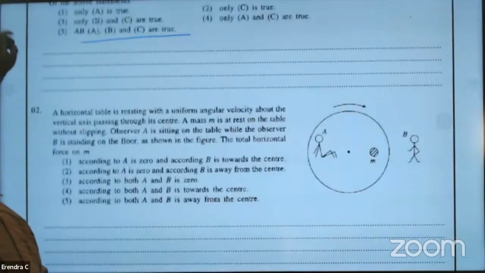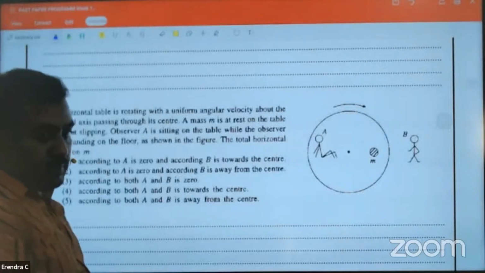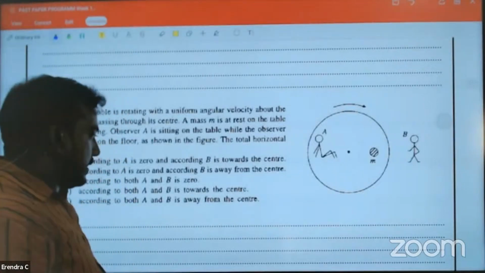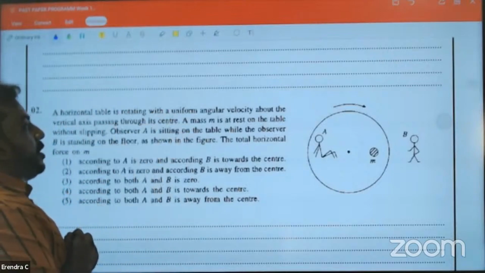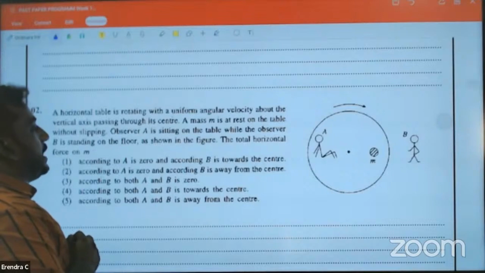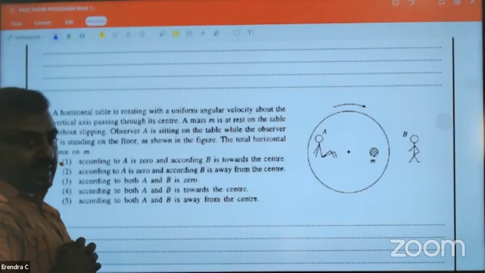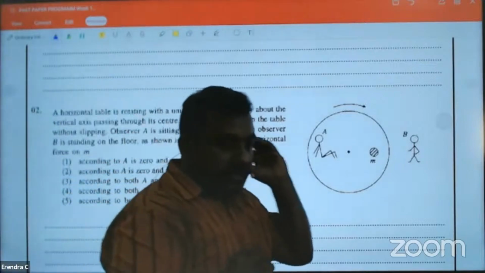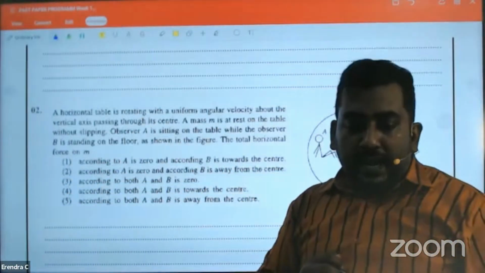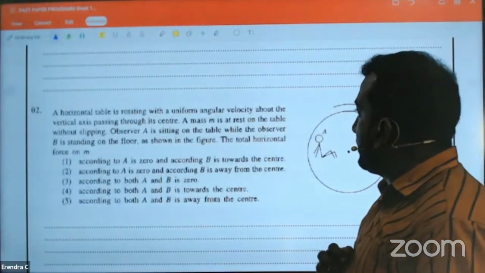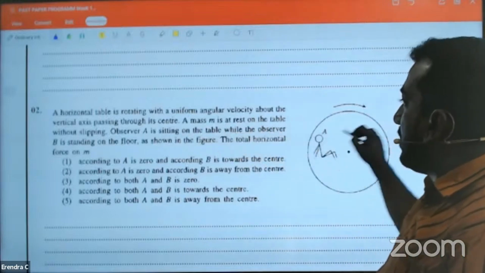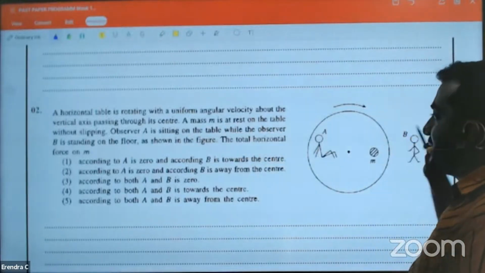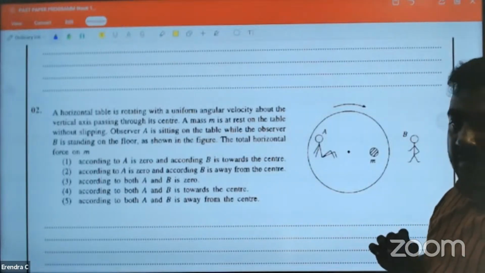Second MCQ. Get this carefully. A horizontal table is rotating with a uniform angular velocity about a vertical axis passing through the center. Mass M is at rest on the table without slipping. Observer A is sitting on the table while observer B is standing.